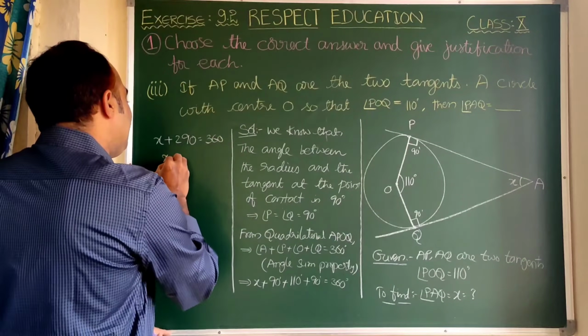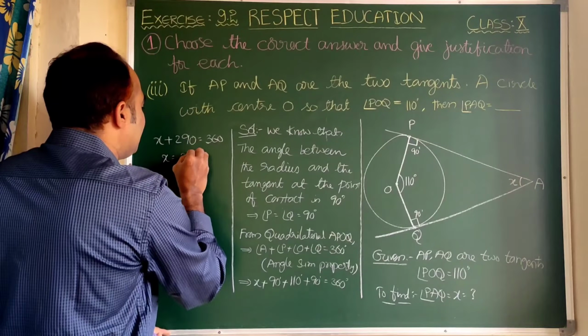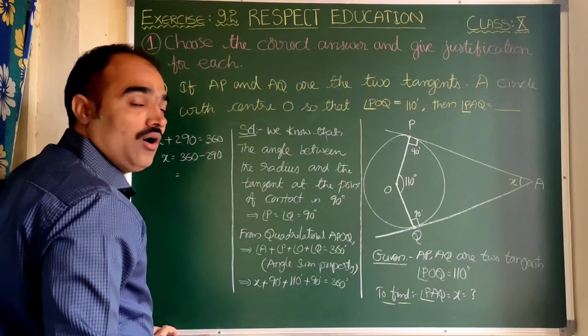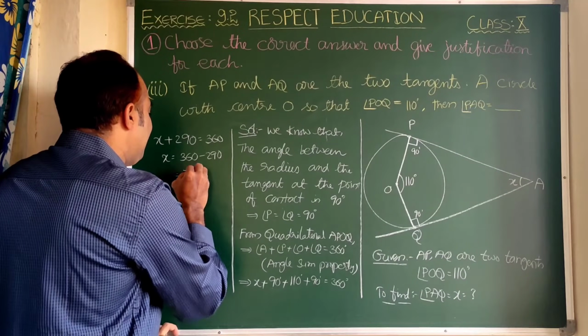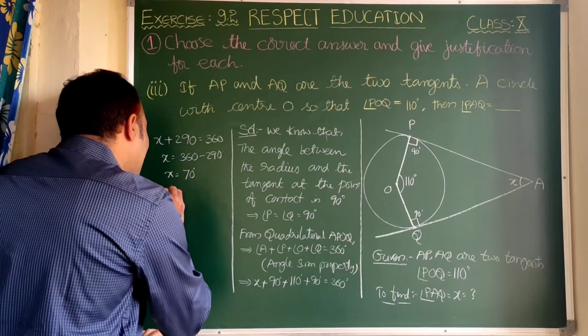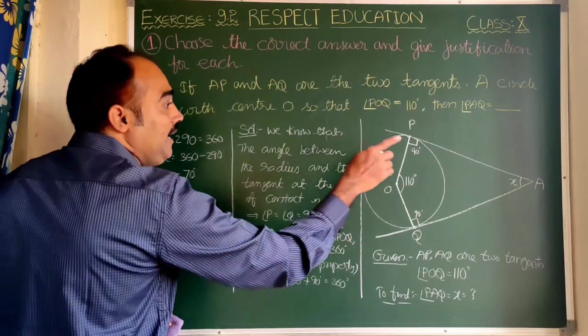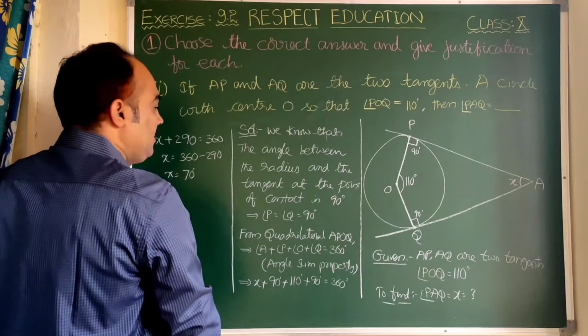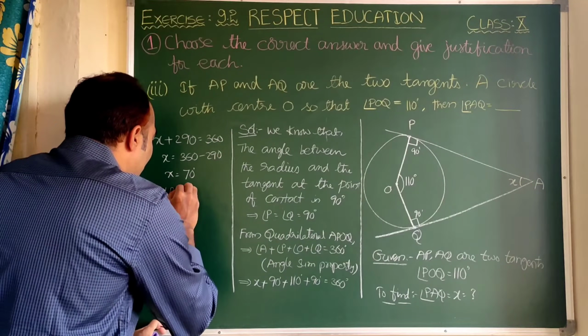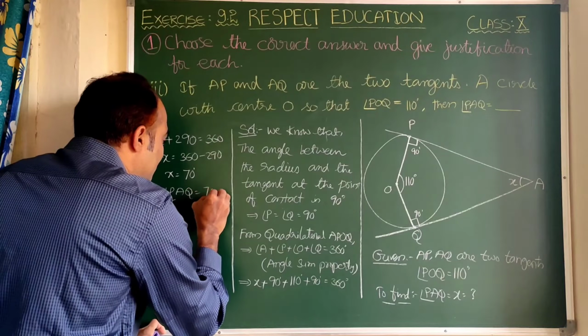Now as we need x, let us send 290 to that side, that is 360 minus 290. So on subtraction we get 70 degrees. x is 70 degrees. x is nothing but angle PAQ. Angle PAQ is equal to 70 degrees.